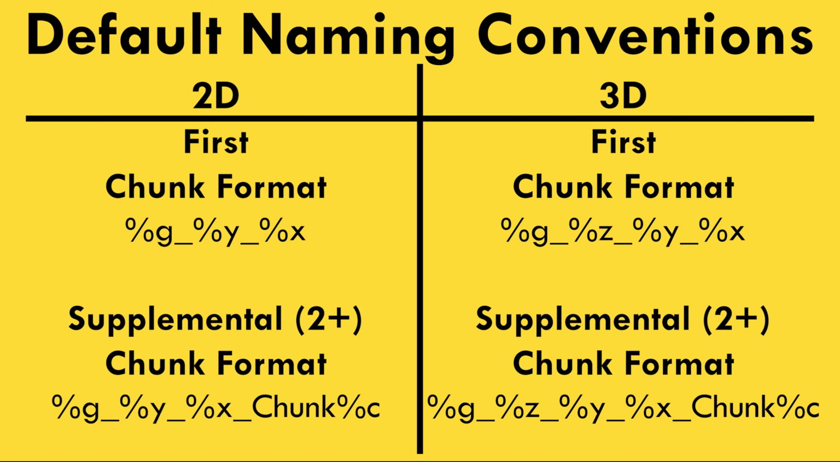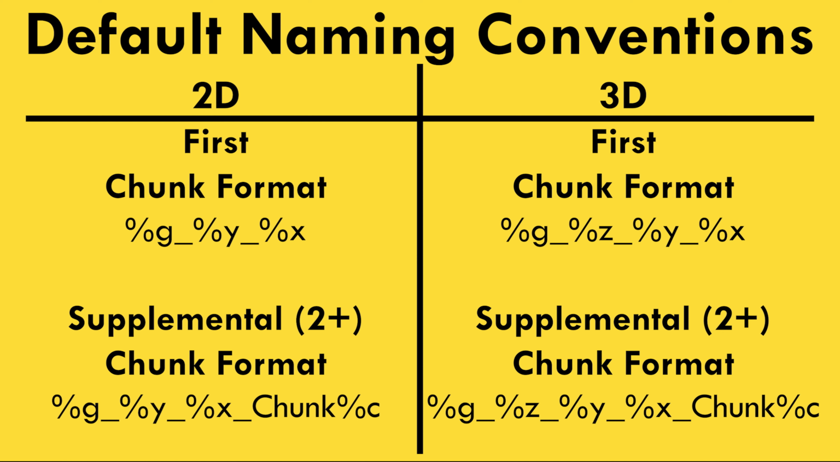As you can see, separate default conventions exist for 2D and 3D asset chunk groups, as well as for the first asset chunk in a chunk set and chunks 2, 3, 4, and so on. For all formats, %G is replaced by the group name, which will be explained in a moment. %X is replaced by the column number of the cell the chunk is associated with, and %Y the row number.